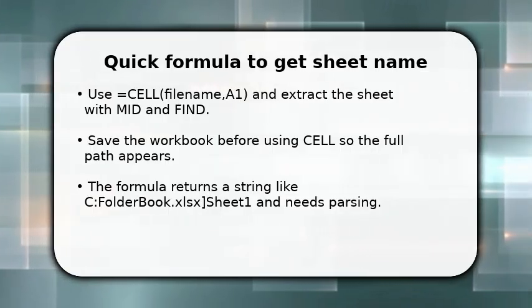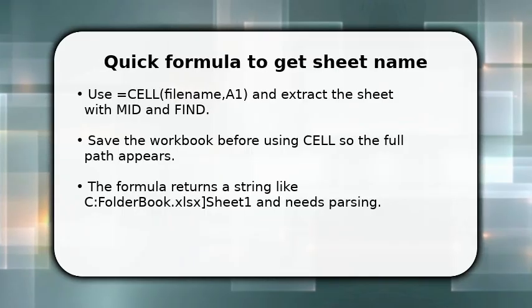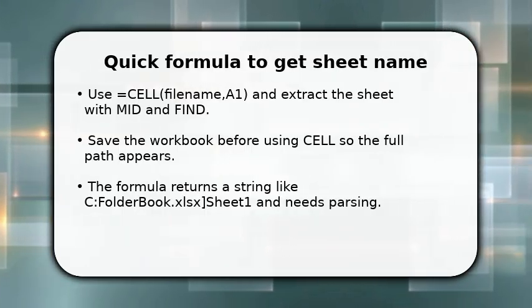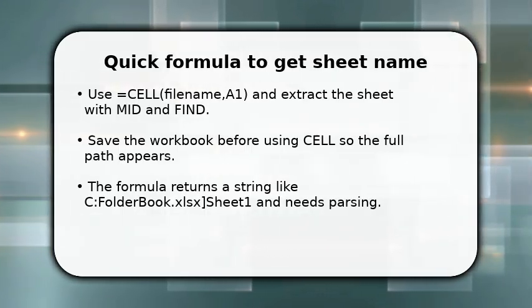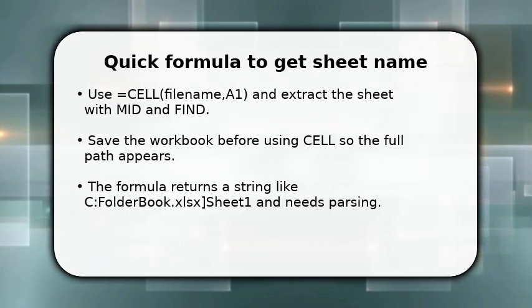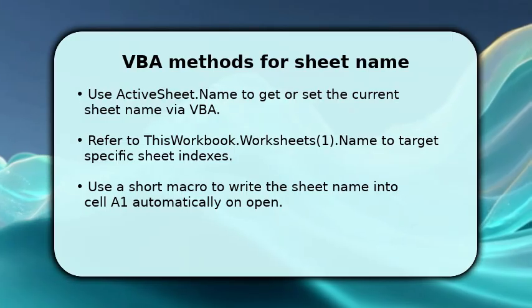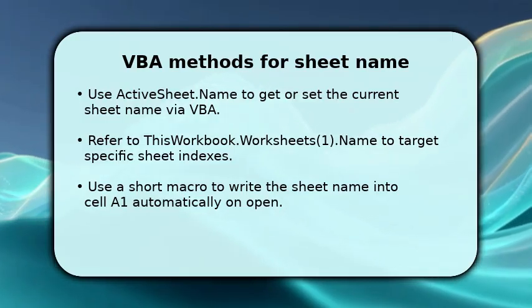Use FIND to locate the closing bracket position and subtract it from LEN. Use MID to extract the sheet name starting one character after the bracket. Wrap this in IFERROR for blank unsaved workbooks. This method updates automatically. Open the VBA editor with Alt+F11 to run a quick macro.